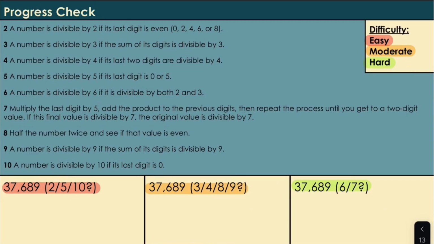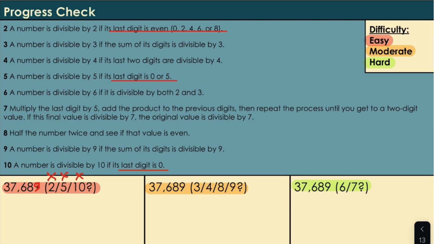Progress check. Have a go yourselves, then check your answers with mine. So first up, we test the easy divisibility rules. 2. Is the last digit even? I see a 9, and 9 is not even, so I know that 2 does not go into 37,689. What about 5? The last digit needs to be a 5 or a 0. Well, it's a 9, so 5 will not work. What about 10? The last digit must be 0. Is it 0? No, that's not going to work.